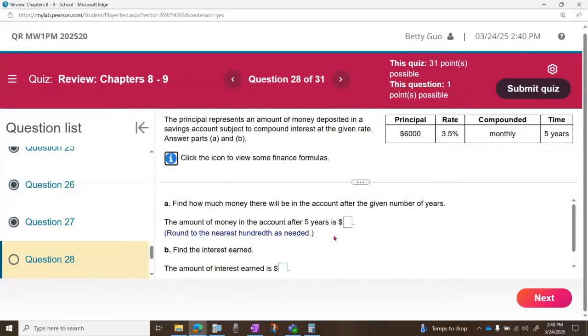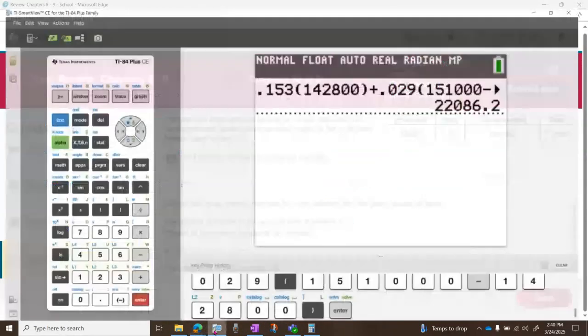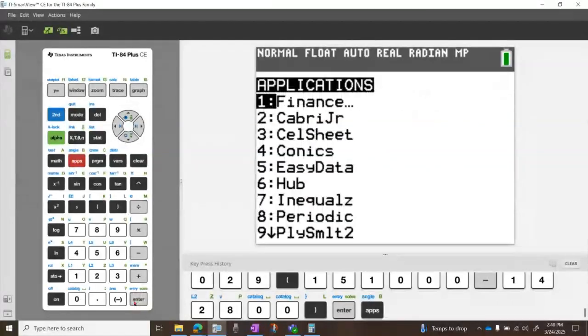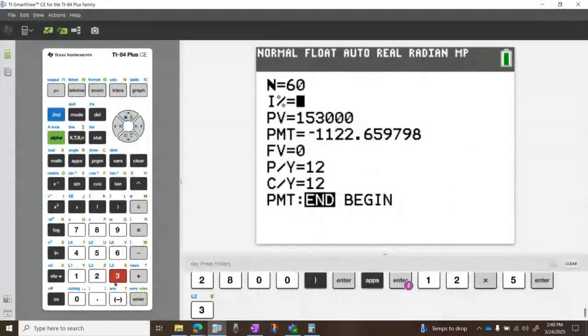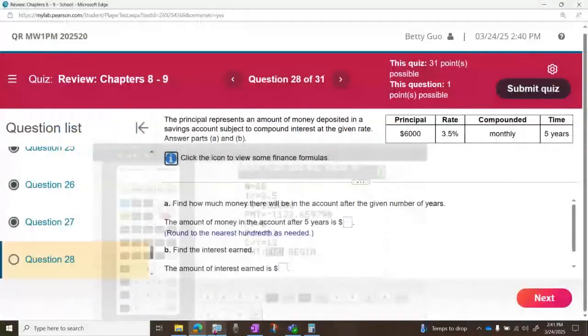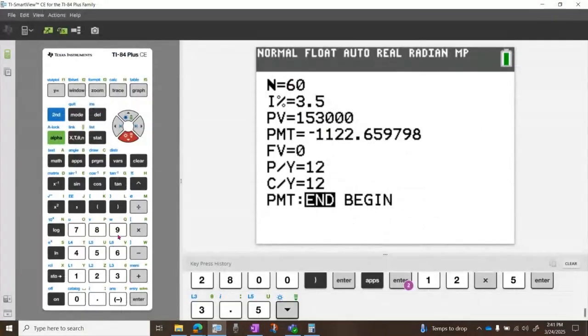Find the future amount after 5 years. Okay, 5 years monthly. Go to apps, finance, TVM solver. So 12 times a year times 5. That's how many times the interest is going to compound over the 5 years, right? 12 times 5. I% is the interest rate, 3.5. And the PV is a lump sum investment deposit here, the original principal, 6,000.